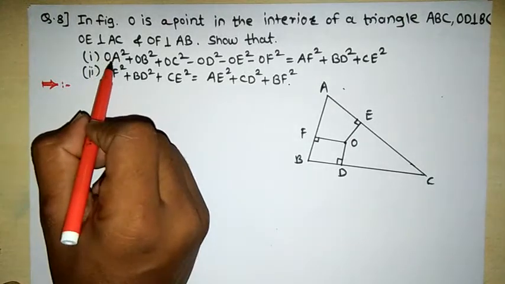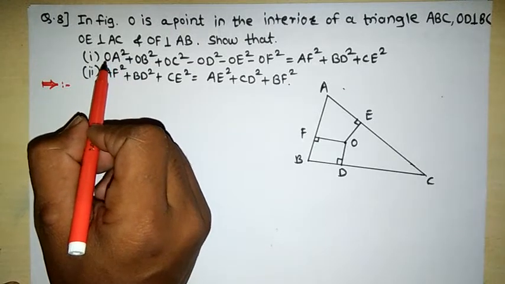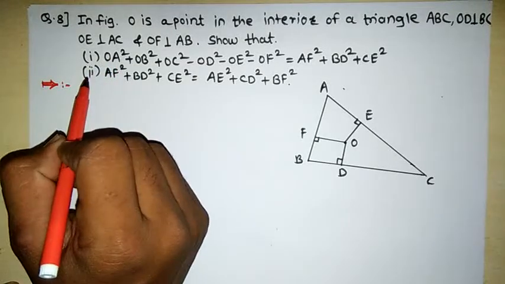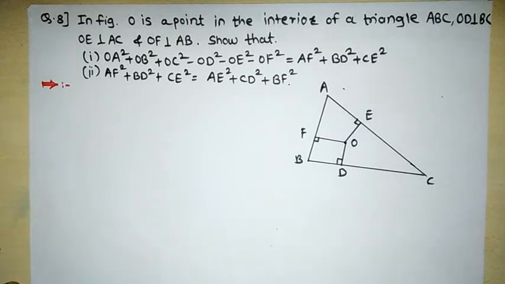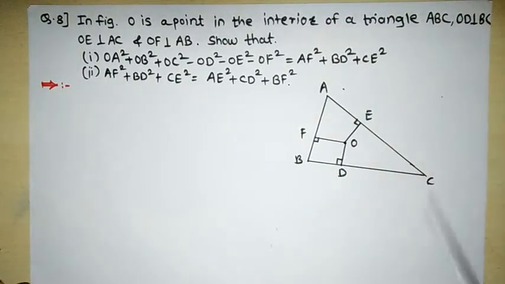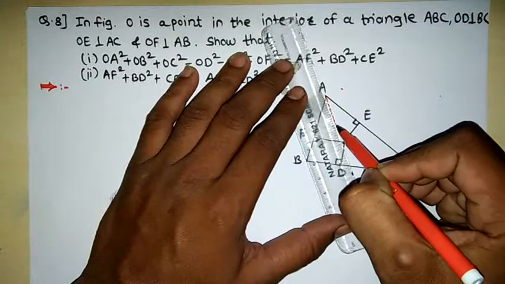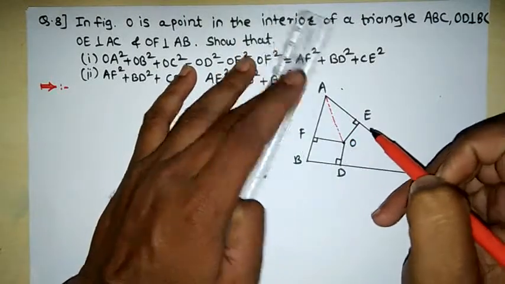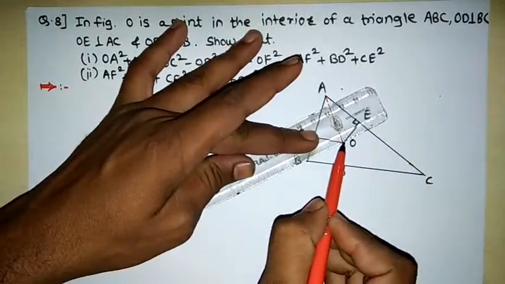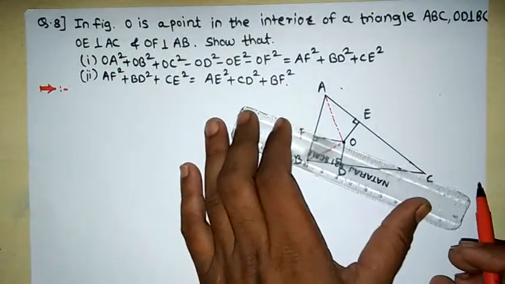See here, in the first proof, we want OA square. In which triangle will you get OA square? To get this, first we have to do one construction. That is, first we have to join O to A. Then only we will get OA. We will join OA, then OB also. This is a construction part.